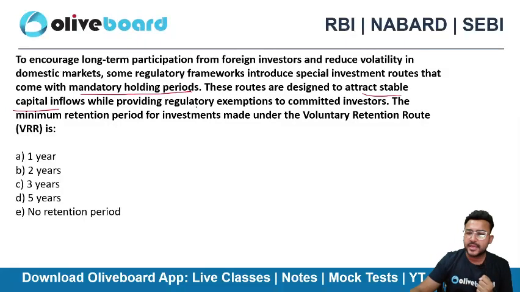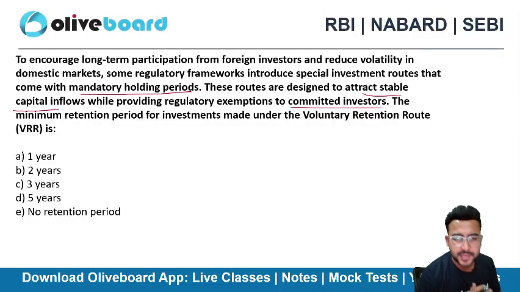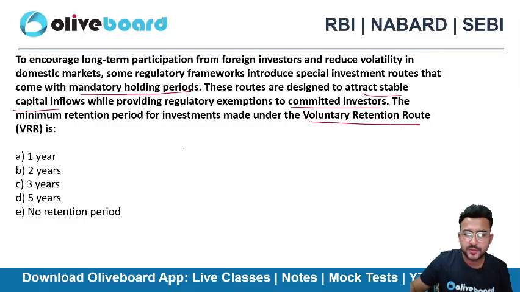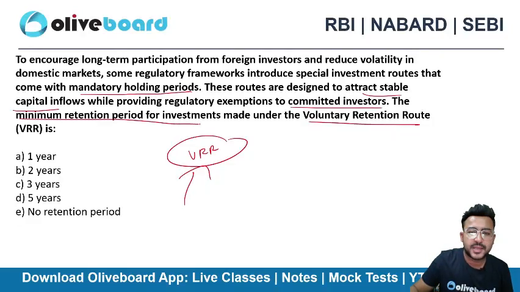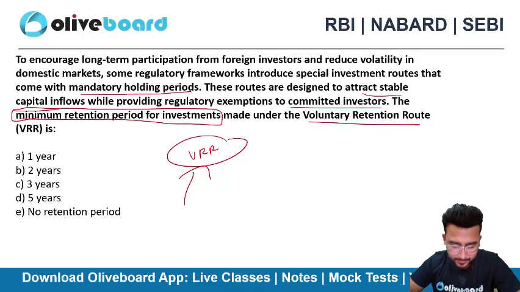While providing the regulatory exemption to the committed investor, what is the minimum retention period for investment made under the voluntary retention route? So if you are making an investment under the voluntary retention route, there will be a minimum retention period of investments that you need to follow. You cannot withdraw it before that, right? What is that period?